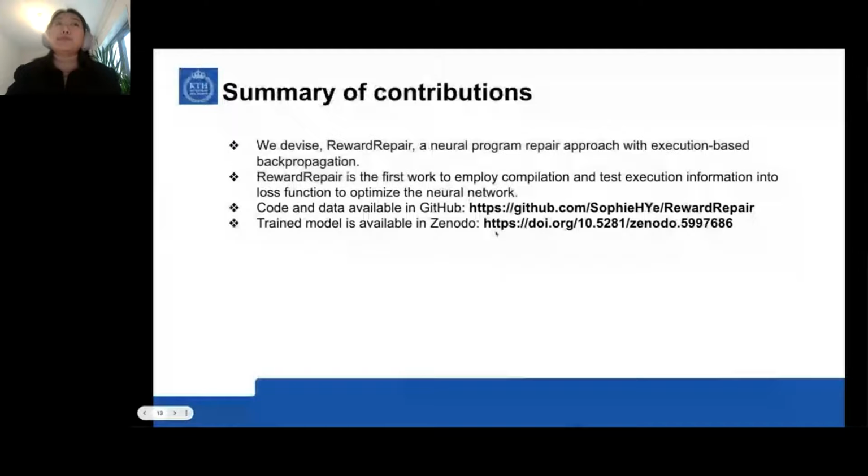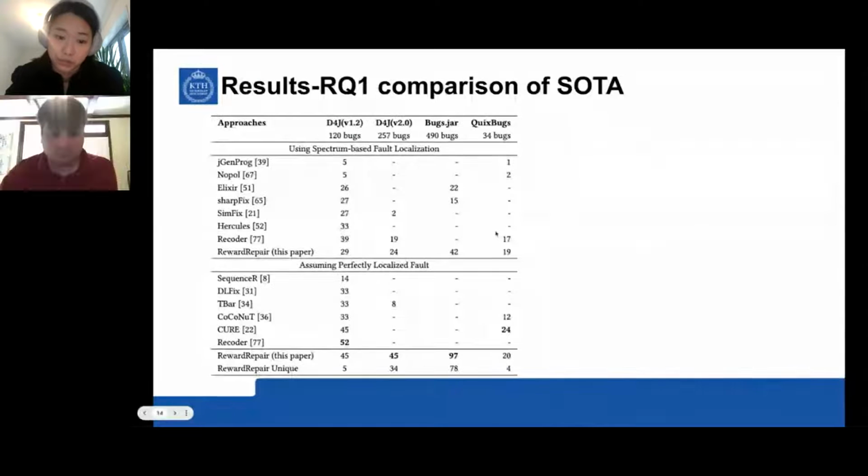Sorry. And as the summary of the contributions, we proposed reward repair to employ the compilation and test execution information in that work. Our code and data are available on GitHub, and the trained model is available on Zenodo. If we still have the time, we can go into the data?